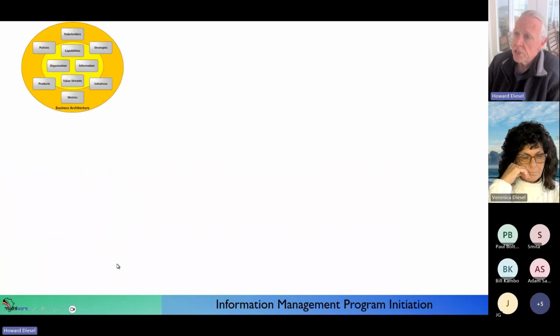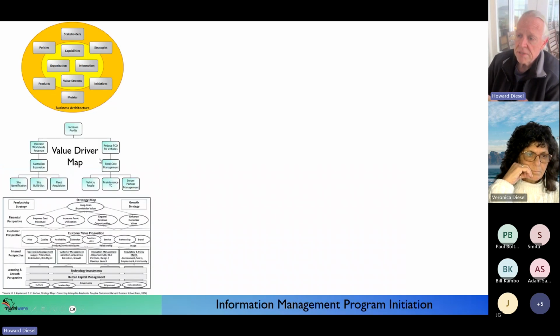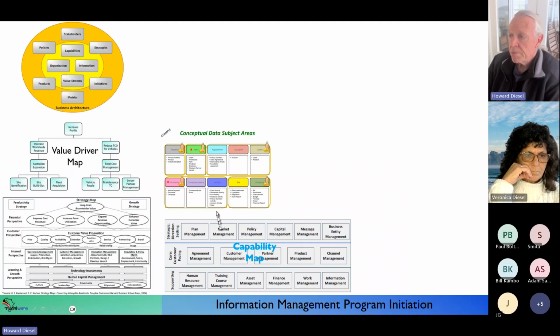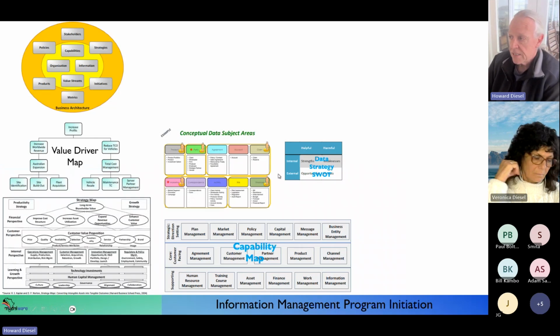Okay, now I wanted to just show you basically the steps that we use coming all the way from business architecture. And this is how we set up an information management program. From the business architecture, we get the value drivers. We then get the business strategy. From the business strategy, we have our capability map. And from the capability map, you get your data subject areas. Once you've got your data subject areas, you can build your data strategy SWOT of what are all the problems that business are having with their data. That's why we refer to it as a data strategy SWOT.